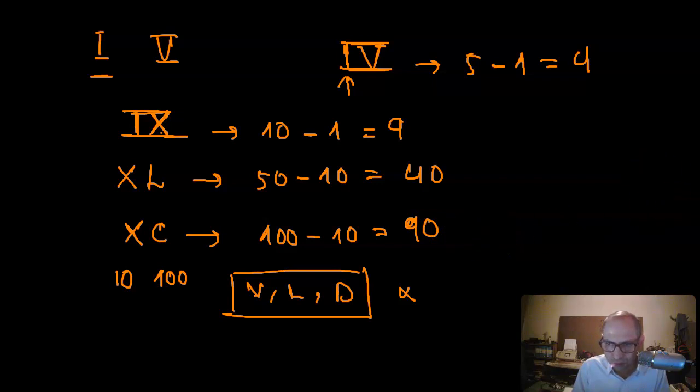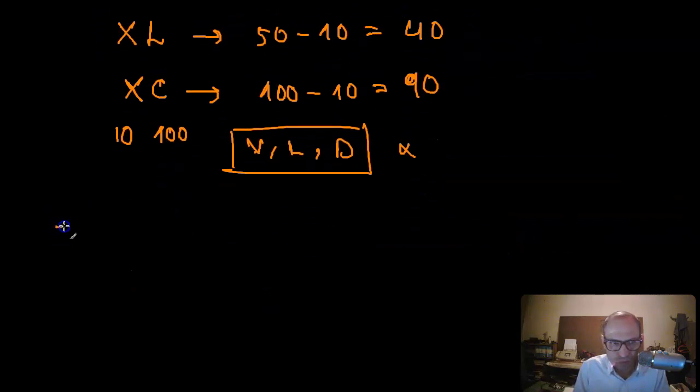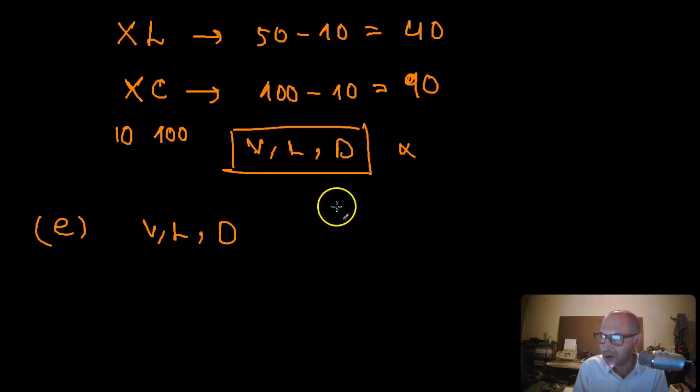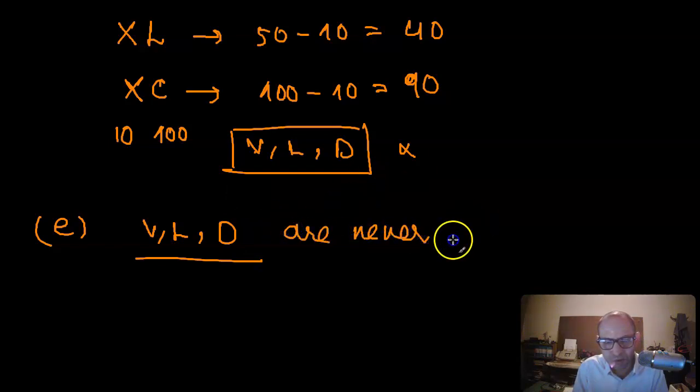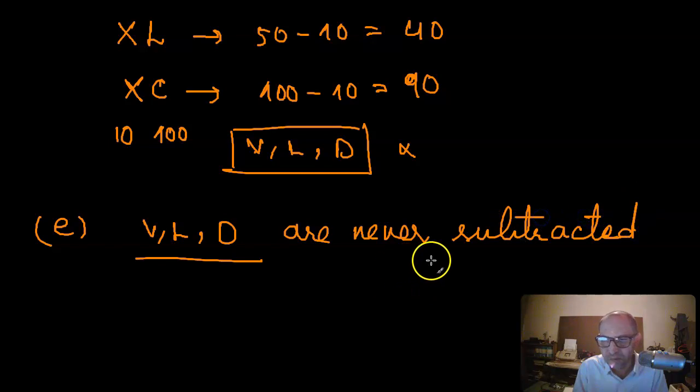Which brings us to rule E, which is that the symbols V, L and D are never written to the left of a symbol of greater value. That means that V, L and D are never subtracted, right? These are never subtracted.